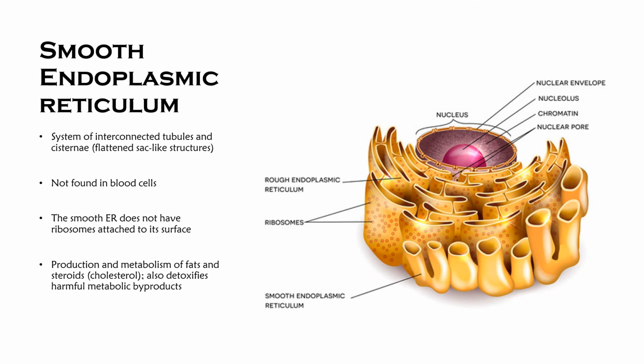The smooth endoplasmic reticulum and the endoplasmic reticulum in general, they're a system of interconnected tubules and cisternae, which are just flattened sac-like structures. Interestingly, the endoplasmic reticulum is not found in blood cells.